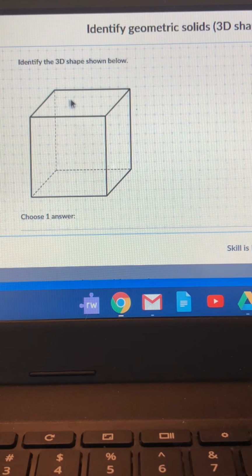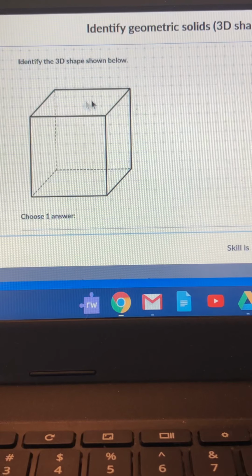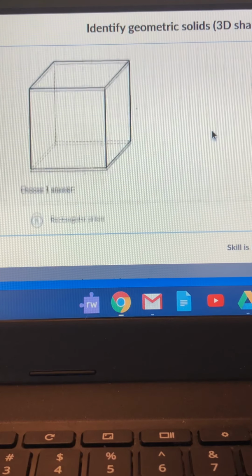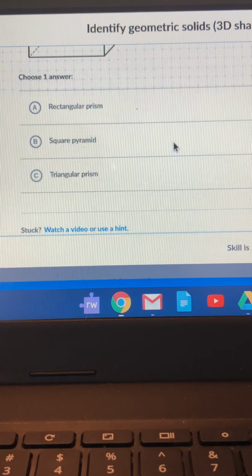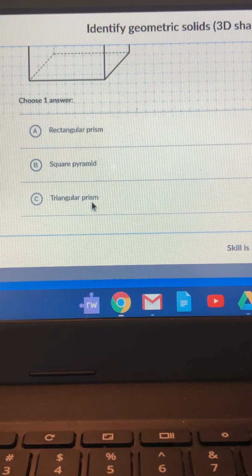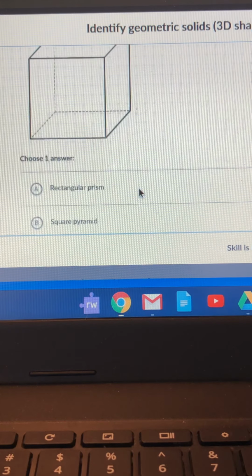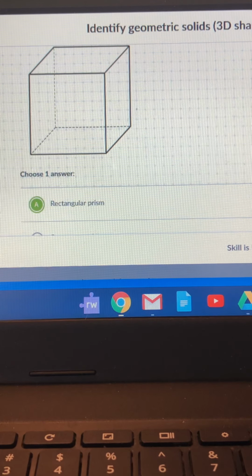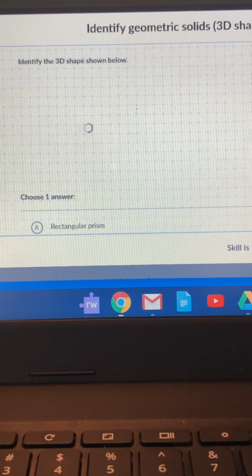Okay, so we have what looks to me like a cube, like a Rubik's Cube, right? So it's got square faces that are parallel. They're all equilateral or congruent. This is not a square pyramid, not a triangular prism. So while it looks a lot like a cube, its other name would be rectangular prism or square prism, technically. So that's our best option here, so we're gonna choose rectangular prism.